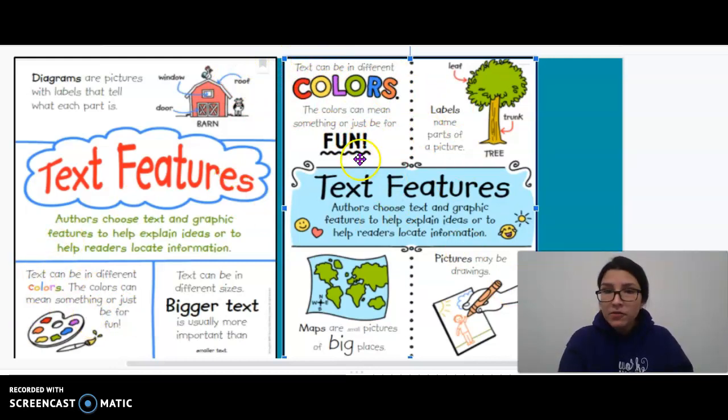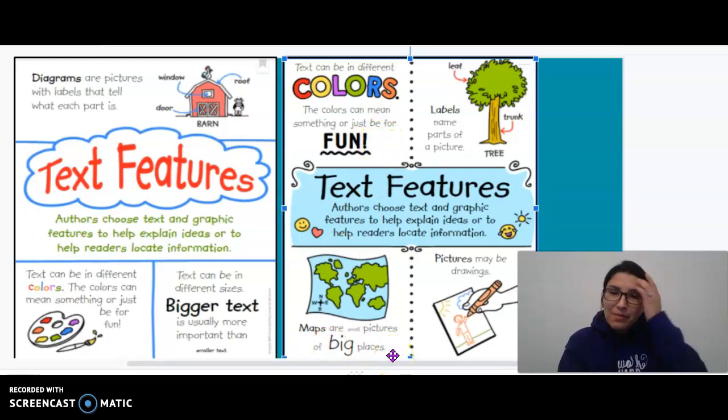Okay, let's go ahead and go over to colorful text. Like I said, this is just a review from what we did last week. Text can be in different colors. The colors can mean something or just be for fun. So I showed you an example last week of a heading, and the heading was colorful. That meant that what we're about to read is important, so let's pay attention to this colorful text because it's telling us what we're about to read. Or it could just be for fun to catch the reader's attention. Okay, so colorful text.